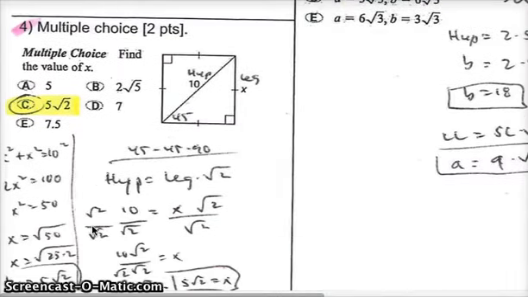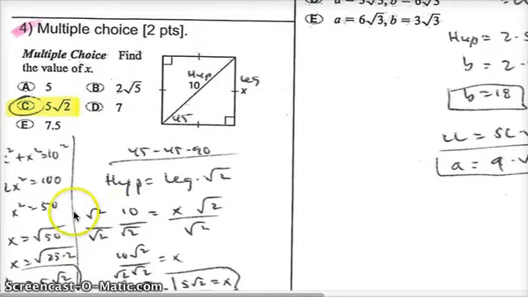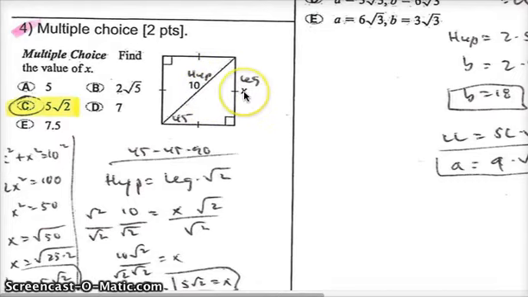Question number 4 is multiple choice. It says find the value of x. In this chapter, we started to learn about special right triangles. I have a square here. I have some right angles, and I have 4 congruent sides. There's a couple of ways to do this problem to find x here. If you know that these sides are congruent, you can call both of these x. And then you can use the Pythagorean Theorem because you have a right triangle.